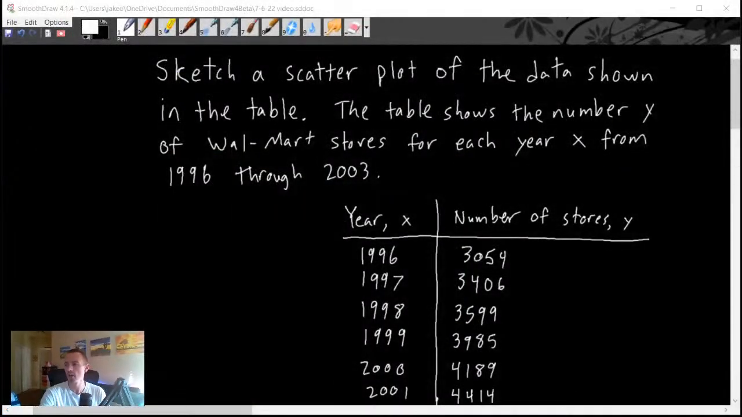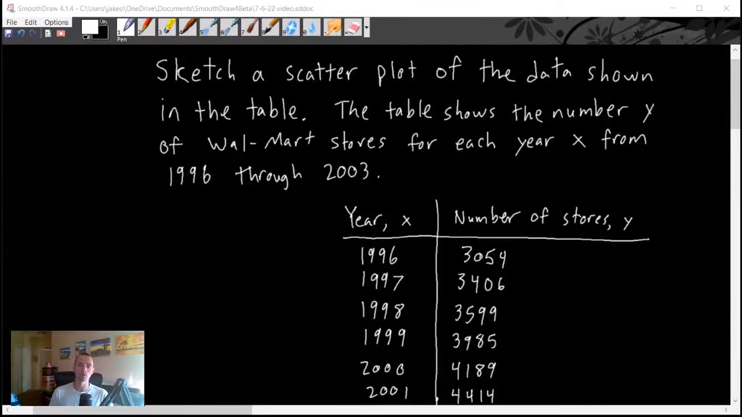So I got a couple of things here prepared for you today. We're going to be talking about scatter plots, and then we're also going to be talking about distance, how to find the distance between 2 points, and how to find the midpoint of a line segment created between 2 points. So first we'll just start by talking about scatter plots. I'm going to demonstrate what a scatter plot is and how to draw one based on this example we have here. So we're going to sketch a scatter plot of the data shown in the table.